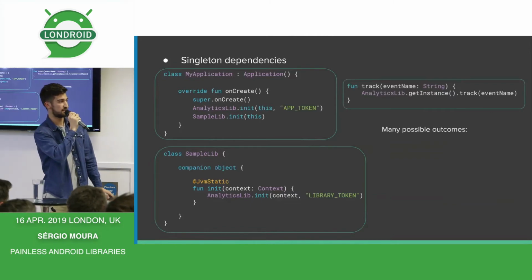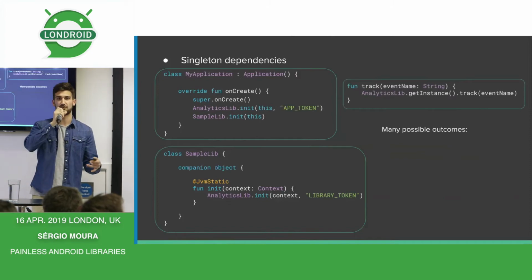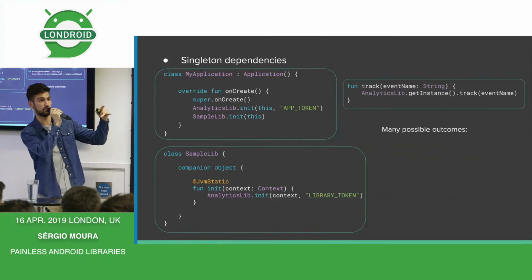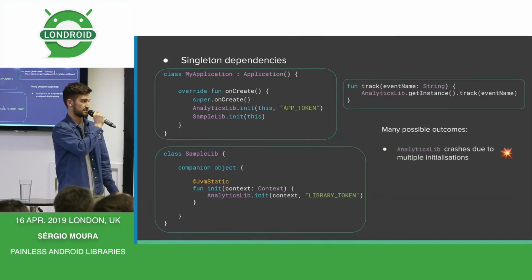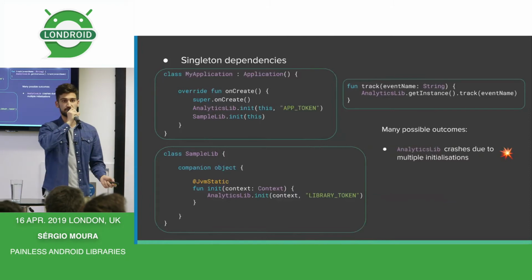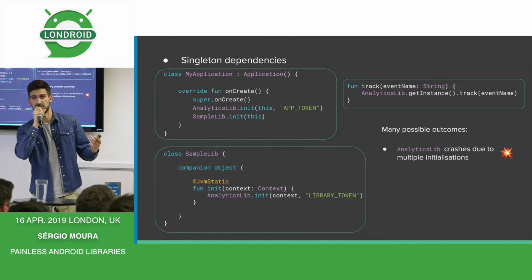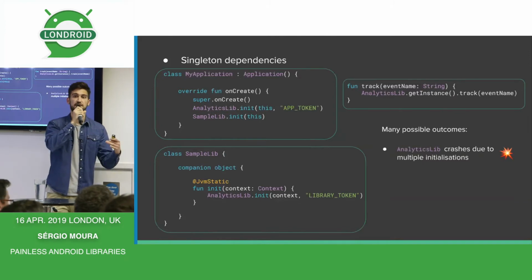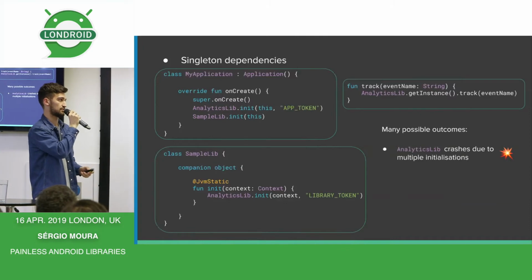Actually, there are many possible outcomes, and you are totally dependent on the analytics library and the way it is implemented for what's going to happen. First one, the analytics library can crash straight away because you are initializing it multiple times. I know some analytics clients out there do that. If you try to initialize and it was initialized before, it will crash straight away.